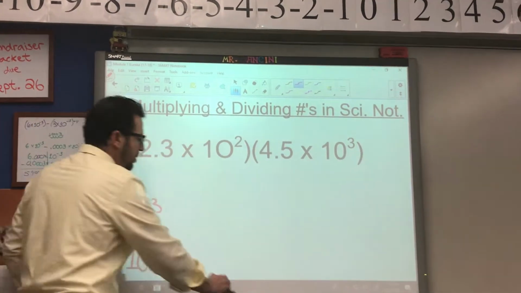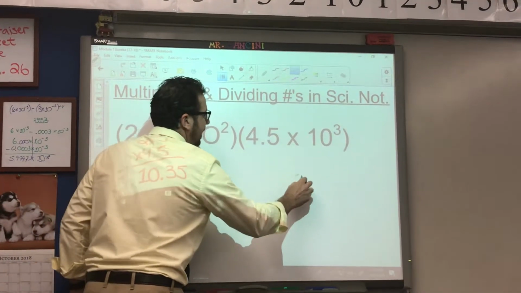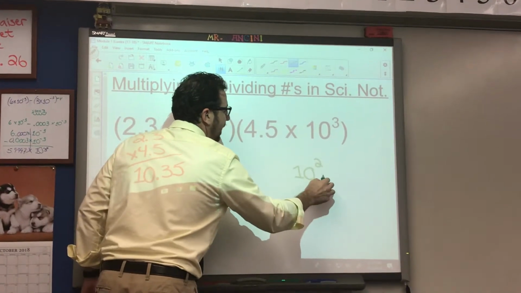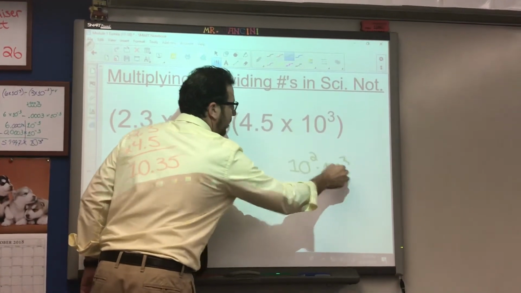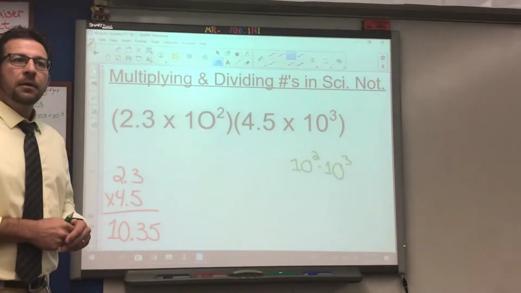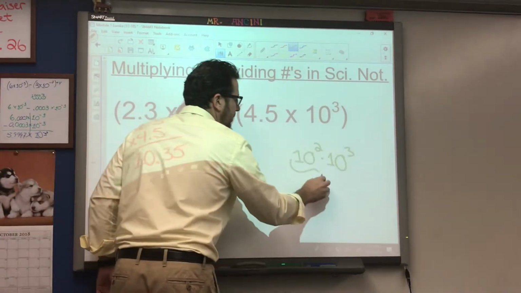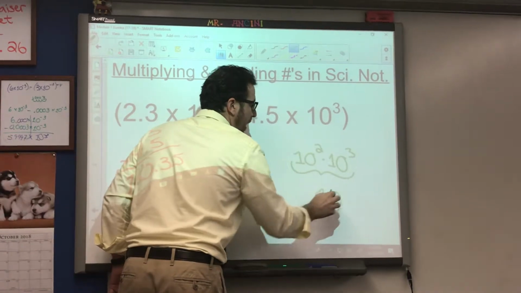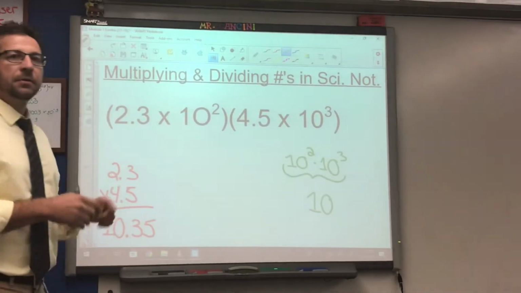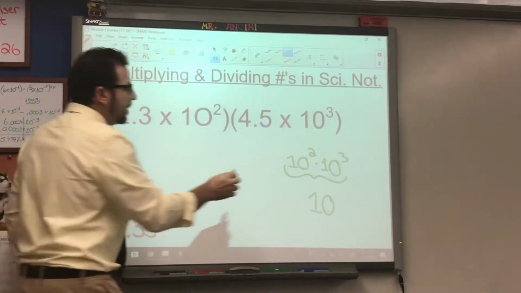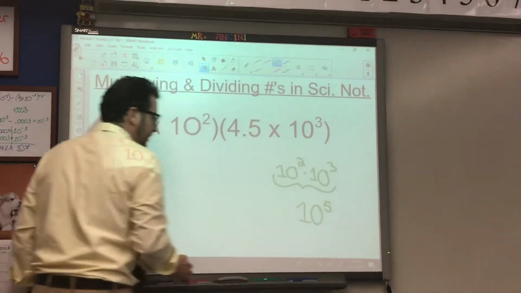If I asked you to multiply 10 to the second power times 10 to the third power, again, remember the rule here? I would keep the base, and what do you do with the exponents? When you multiply, you add them. Now it gives me 10 to the fifth.